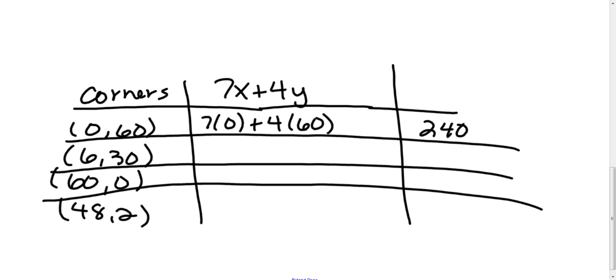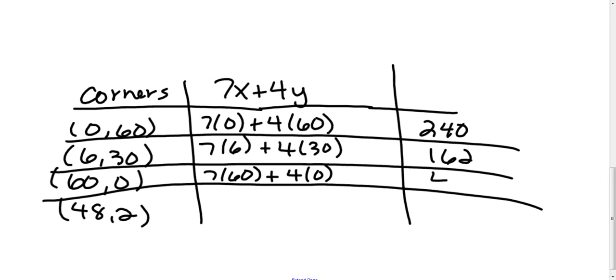Okay, on the next one, I will do 7 times 6 plus 4 times 30. Okay, and when I do that, I get 162. On the next one, 7 times 60 plus 4 times 0, and I get 420. And lastly, 7 times 48 plus 4 times 2 gives me 344.